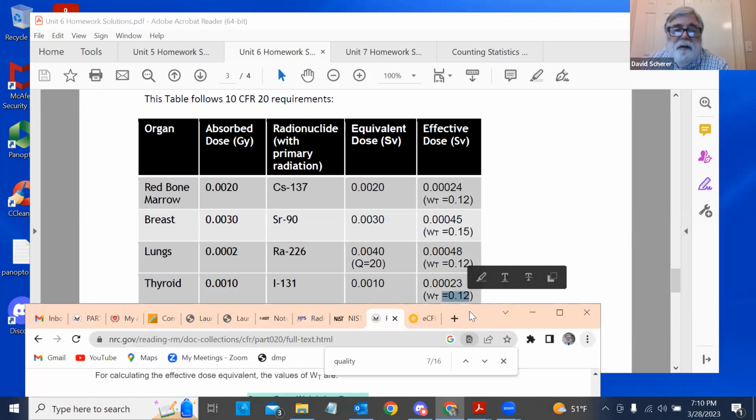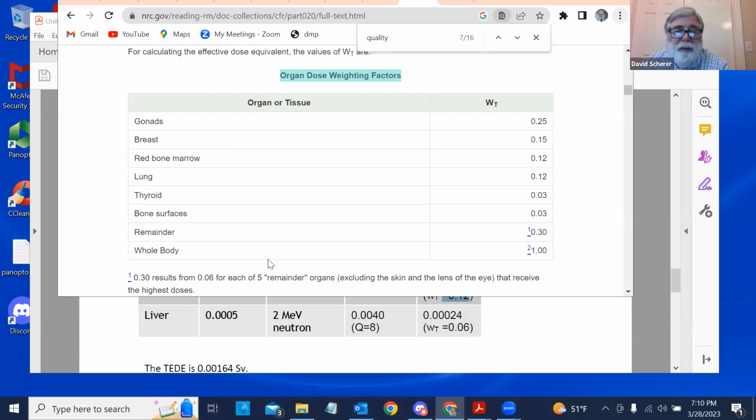And for liver, it's remainder. So for remainder, you take the 5 organs and give them 0.06 each. So no organ can have higher than a weighting factor of 0.06.